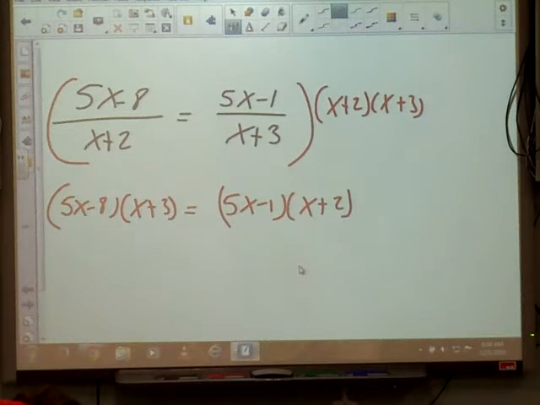Well, that's the way I have it set up. That's what I got. I'm going to talk about what he's saying with the cross multiplying in a second. See if you did that. I've got 5x minus 8 times x plus 3, and 5x minus 1 times x plus 3.